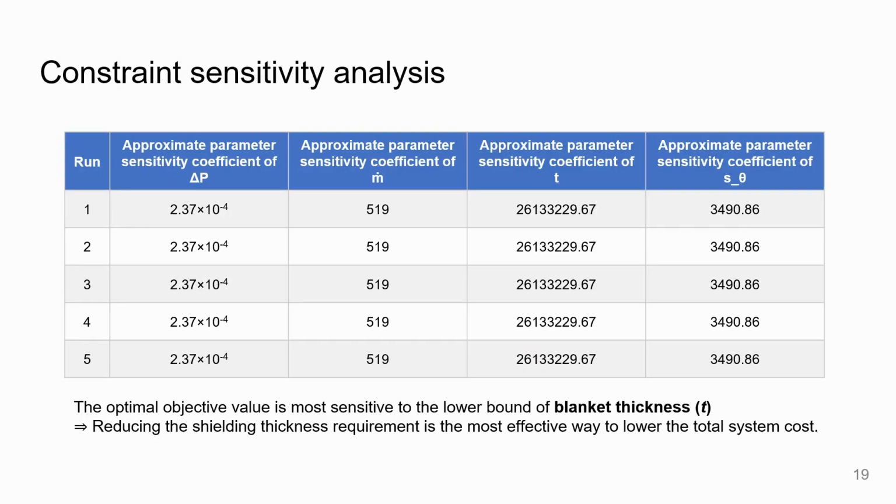Constraint sensitivity analysis results indicate that the optimal objective value is extremely sensitive to the lower bounds of blanket thickness. This suggests that the current shielding thickness requirement is the primary bottleneck preventing further cost reduction. In contrast, relaxing the pump pressure or mass flow rate constraints yields negligible improvements to the total cost.